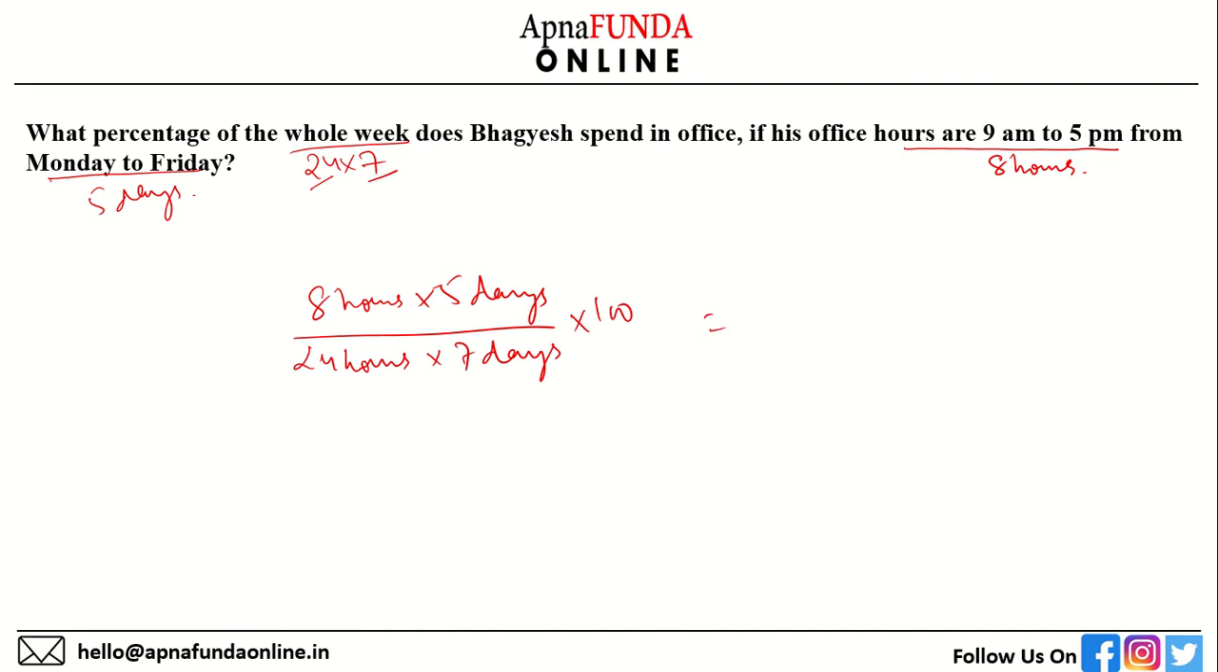Correct. So this is 40. Just keep it 24 by 7 into 100. This will give you an answer of 23.8%. This is the percentage that Bhagesh is spending in the office, the percentage of the whole week he's in office. Simple question, requires simple, fast calculation. You will be able to solve such questions really very quickly if you are able to follow all of these questions.